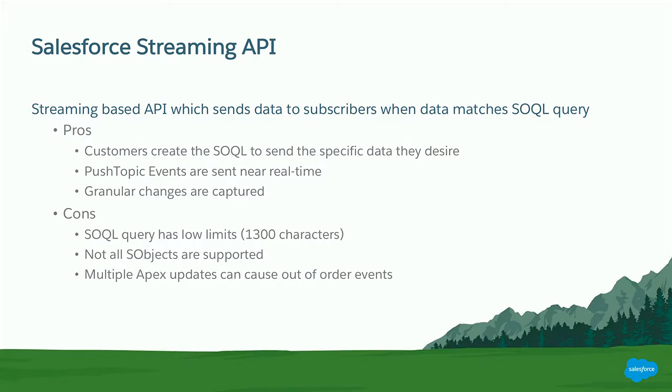Also, not all sObjects are supported, so it's only supported across 7 entities, which are kind of our traditional Salesforce entities and custom objects. And finally, we can't guarantee order with the Streaming API based on some of how our Apex transactions are handled. So you may get slightly out of order updates, which may not matter to you depending on what use case you're trying to solve, but it's something to keep in mind.